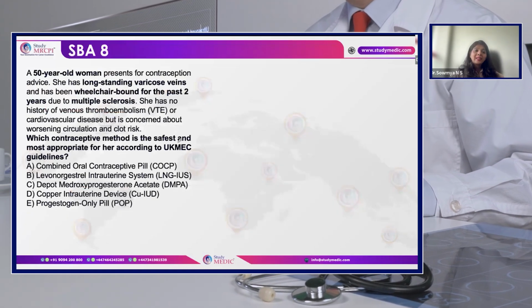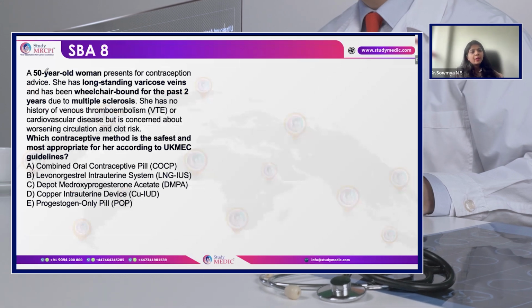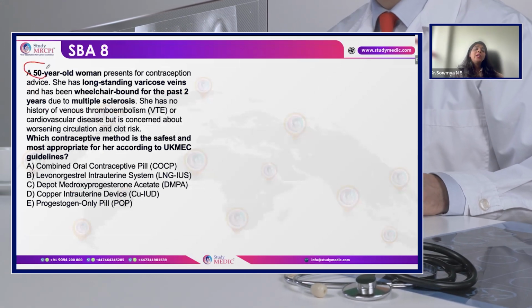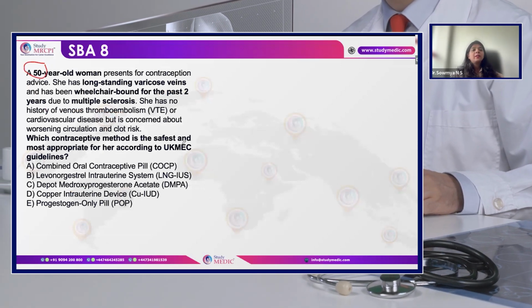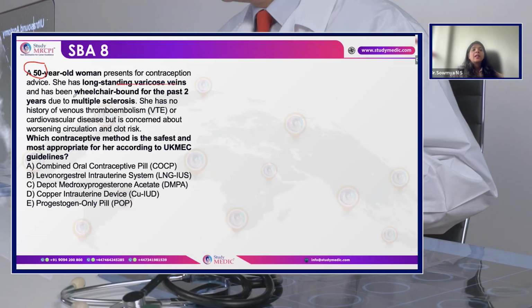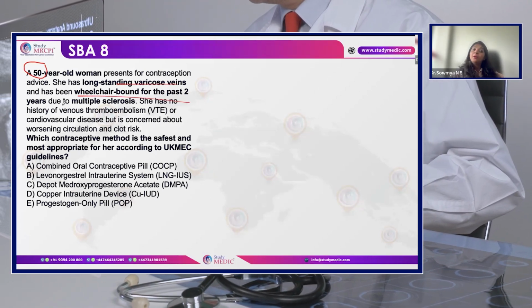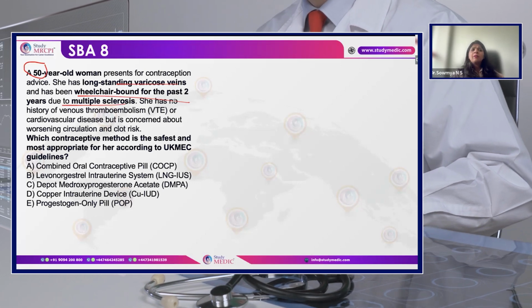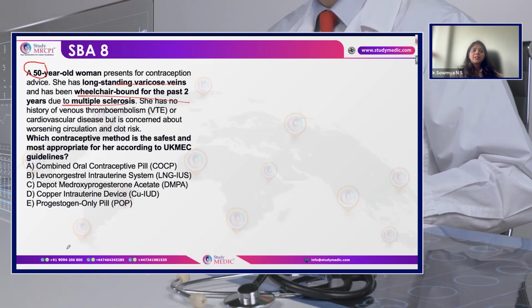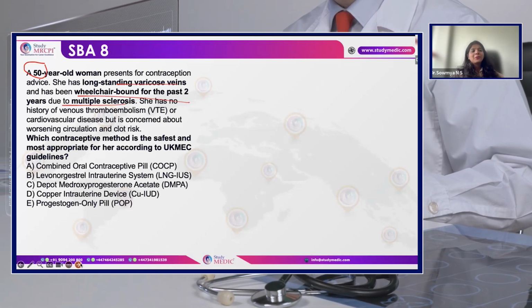The next one. Contraceptive method, safest and most appropriate. We are looking into a 50-year-old woman, varicose veins, has been wheelchair bound. So that means to say there is an immobility due to multiple sclerosis. Of course, there is no history of VT or cardiovascular disease. So what is the best choice?